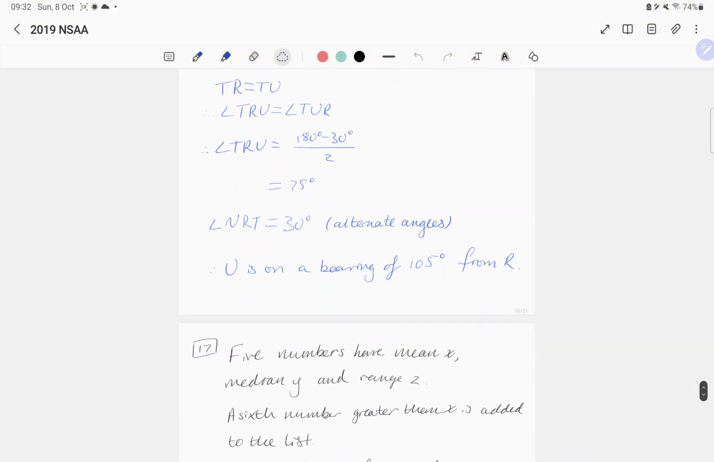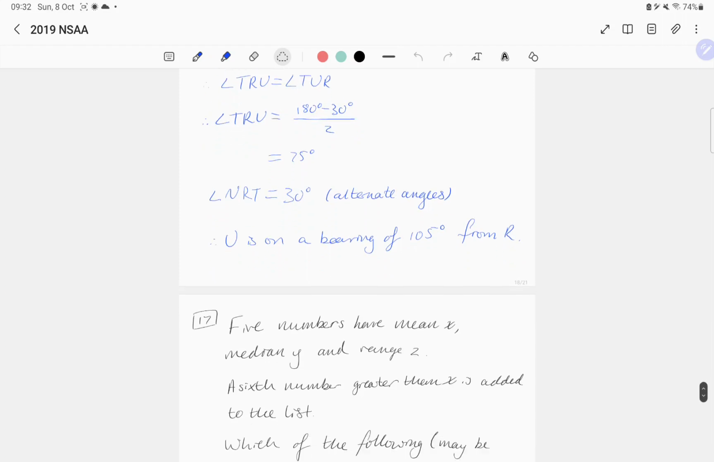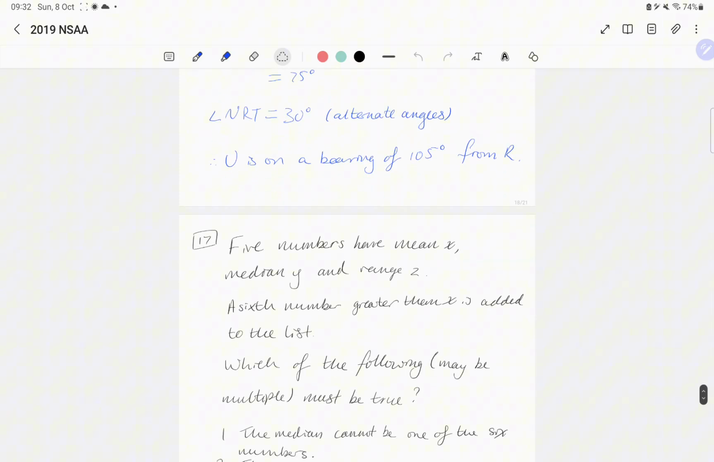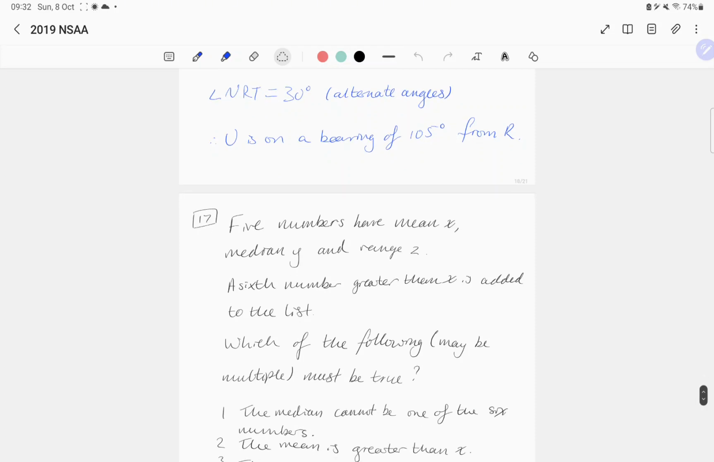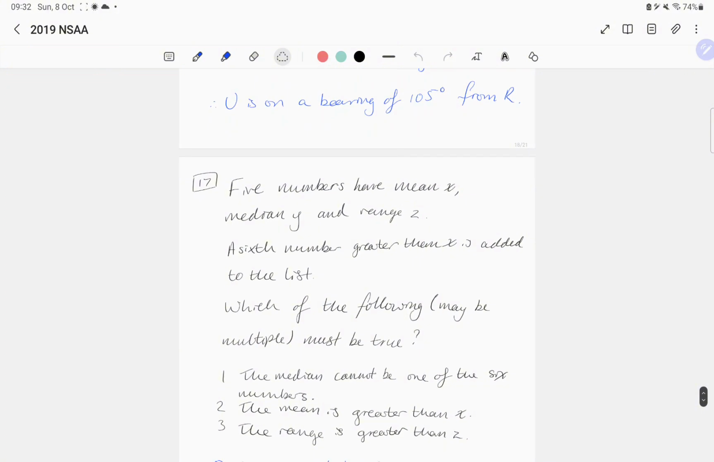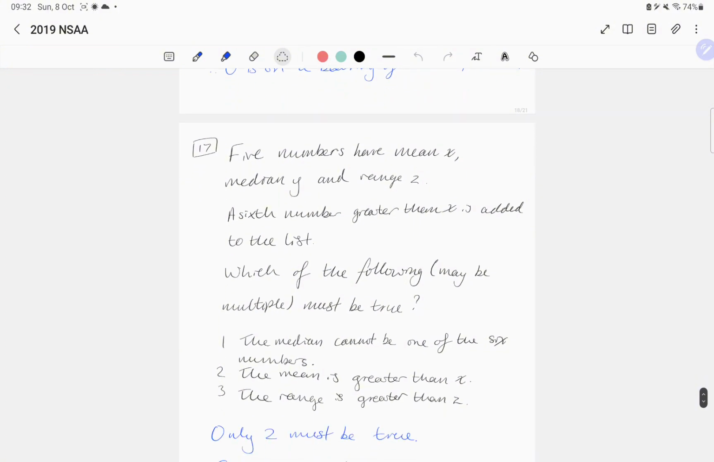Question 17. 5 numbers have mean x, median y, and range z. A 6th number greater than x is added to the list. Which of the following 3 must be true? There may be multiple answers. Number 1. The median cannot be one of the 6 numbers. 2. The new mean is greater than x. 3. The new range is greater than z.